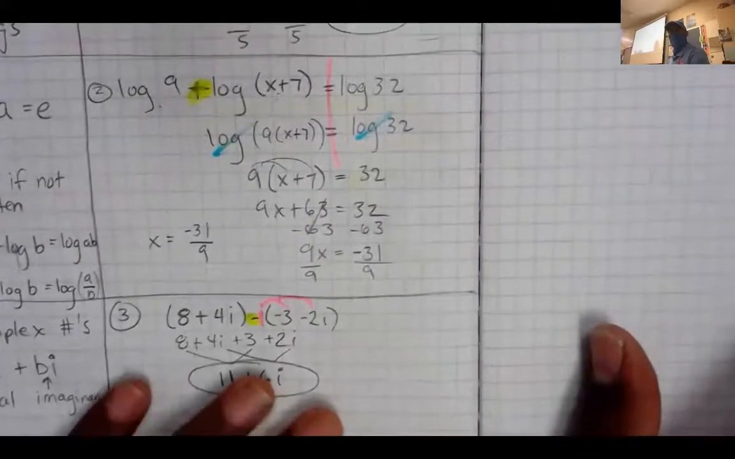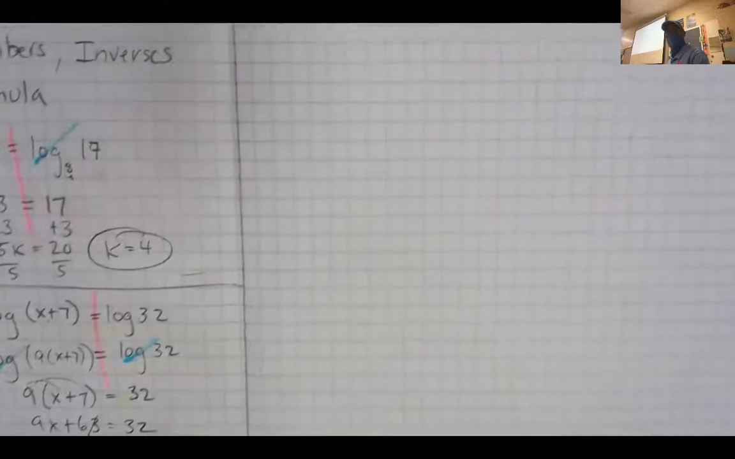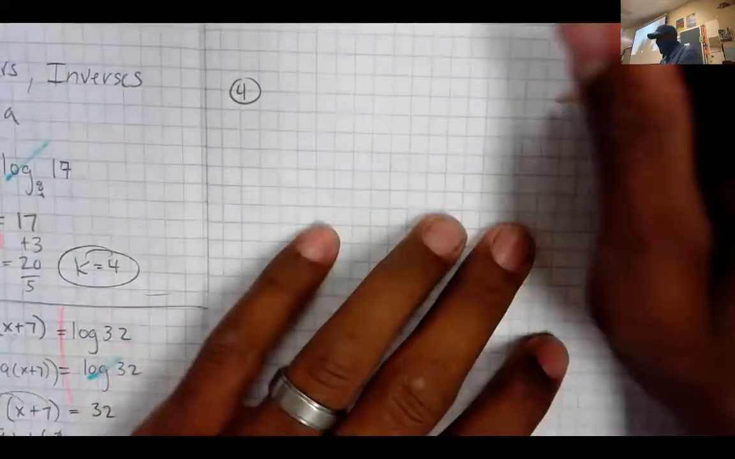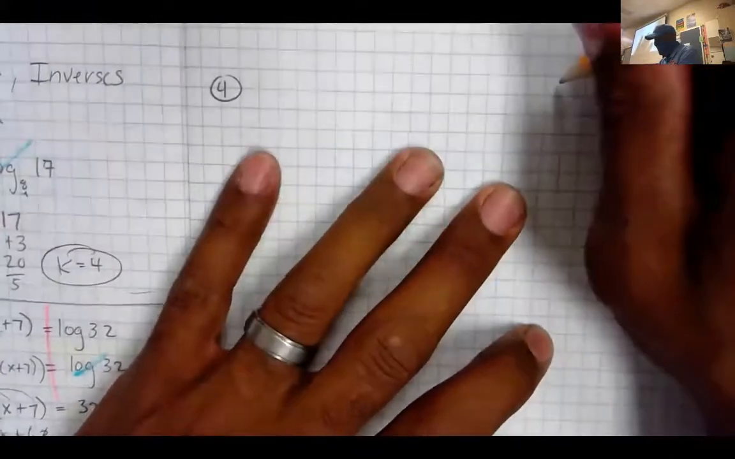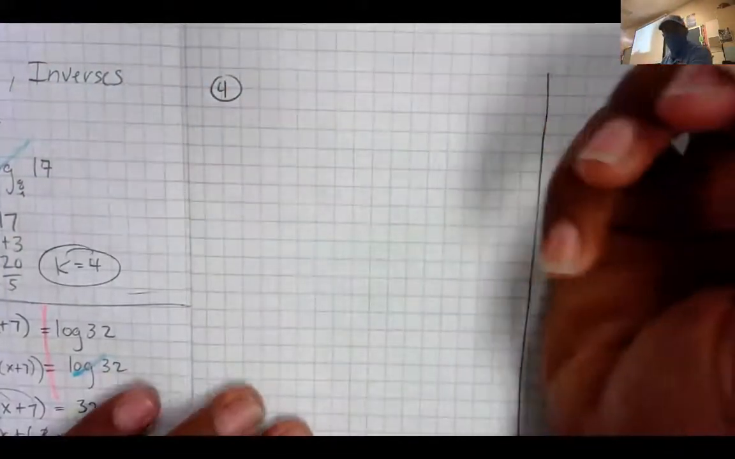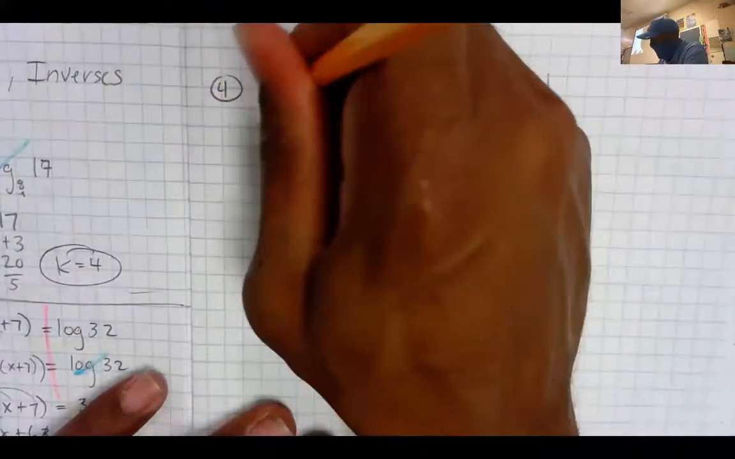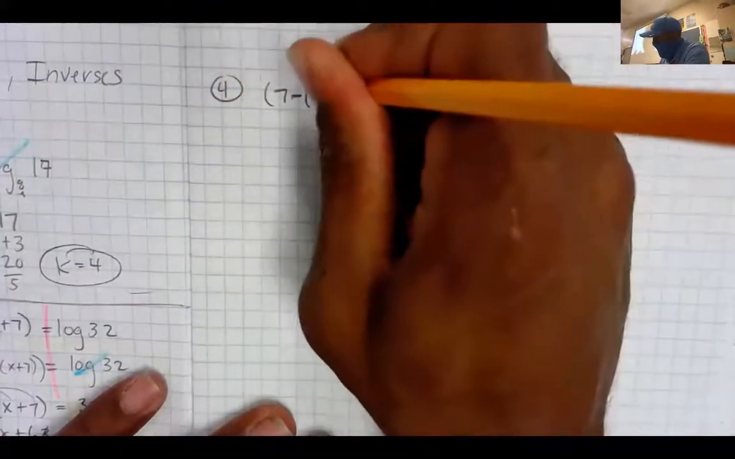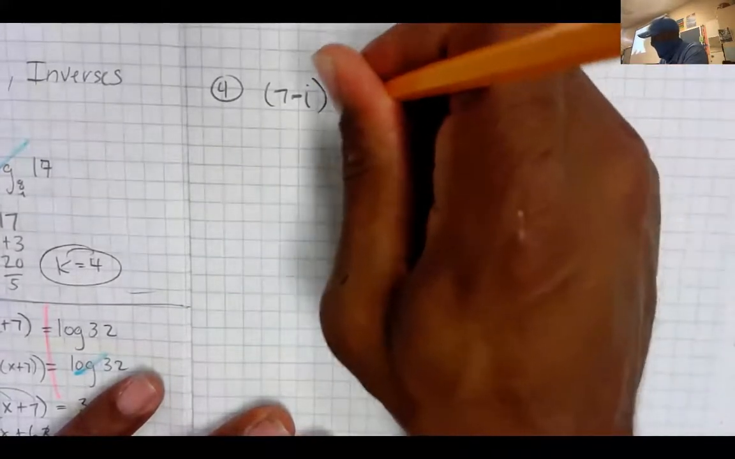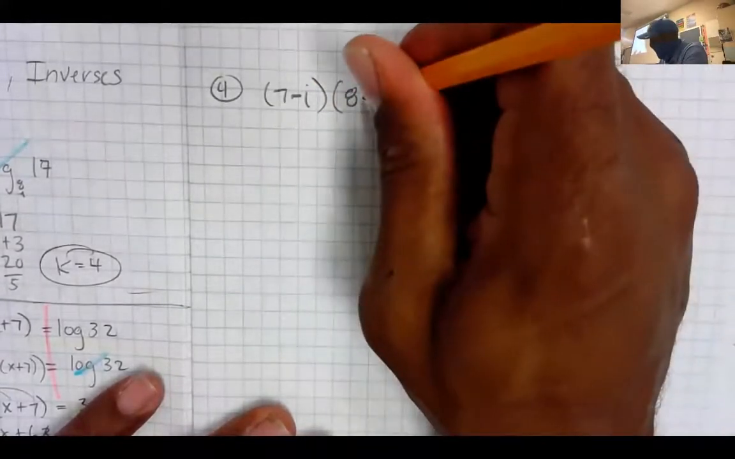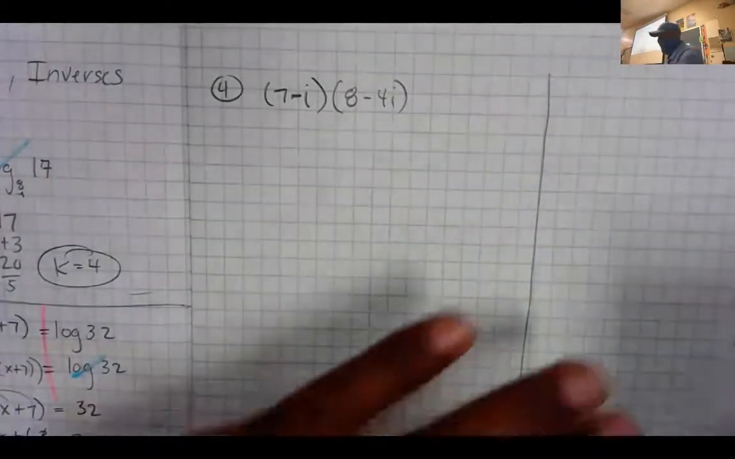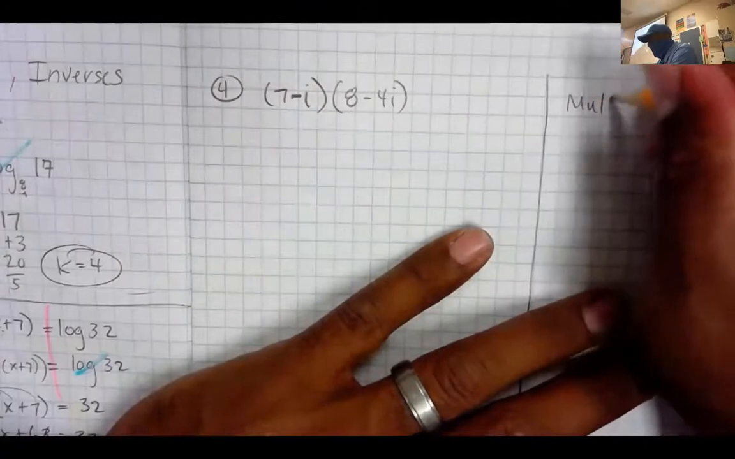All right, so I'm going to flip on over to the other side here. Make myself a column over here for notes. Okay, so this next one, I'm going to do 7 minus i, and then 8 minus 4i. All right, so now we're going to multiply complex numbers.